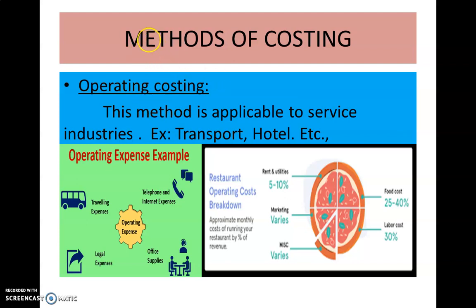So these are all examples of operating costing, and here we can easily understand how, when we run or operate a restaurant, the costs are divided. See, majorly 25 to 40% of the cost is absorbed by food and other related expenses. 30% goes to labor cost, and 5 to 10% goes to the rent and other utilities, and the remaining goes to marketing, etc. So this type of cost calculation can be known under operating costing.